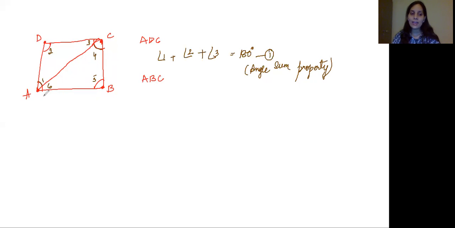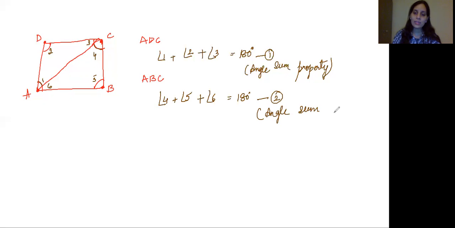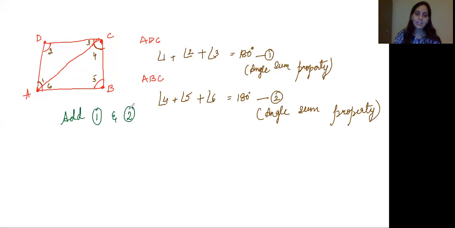Similarly, when I consider triangle ABC, again we can use the concept that the sum of all the angles of a triangle is 180. So angle 4 plus angle 5 plus angle 6 is equal to 180. And let me give this equation the name 2. So again the same reason, angle sum property. Correct? Now what are we going to do? I would like to add both the equations. So I'll write: add 1 and 2.